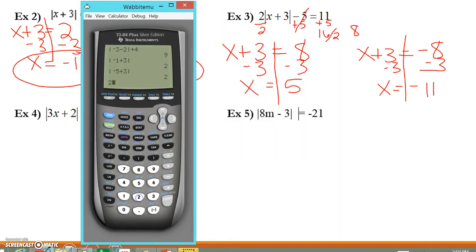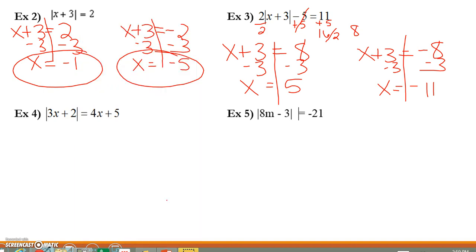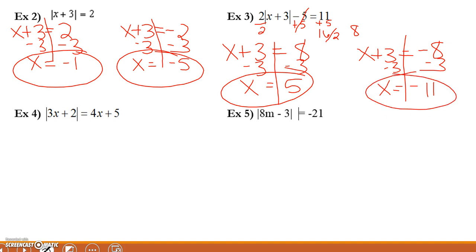I plug into my original equation, so 2 is on the outside, so I type in 2 first. Then I get my abs. I type in 5 plus 3. I have a minus 5 on the outside, and it has to equal 11. And sure enough, it does. I'm going to do the same thing, but with a negative 11. So negative 11 plus 3 and a minus 5. And it also equals 11. So they're good answers. Example 4.